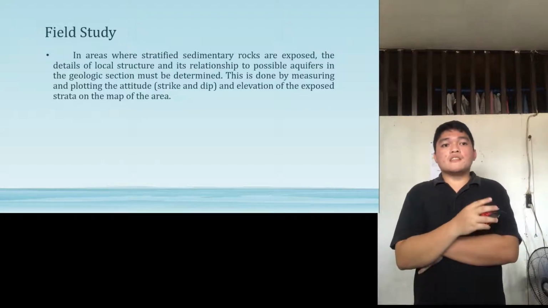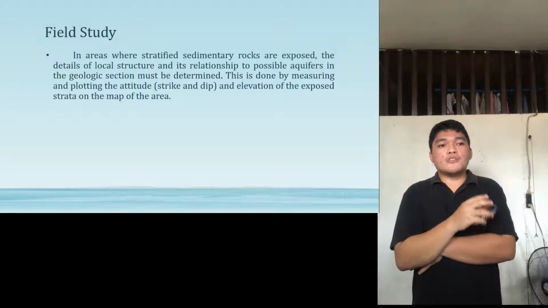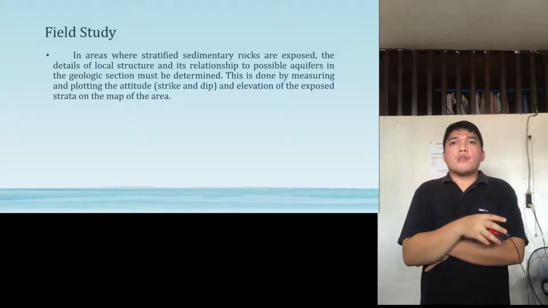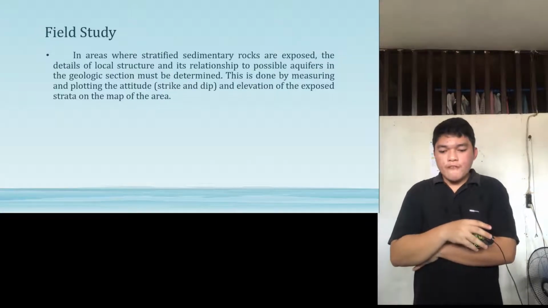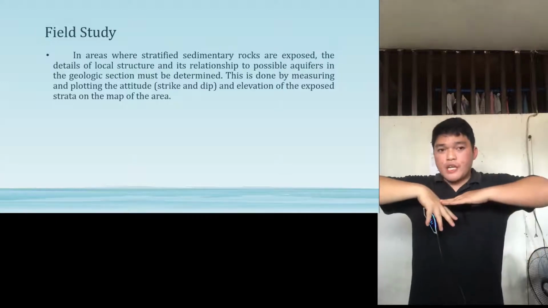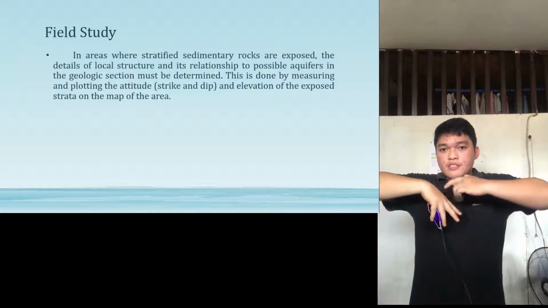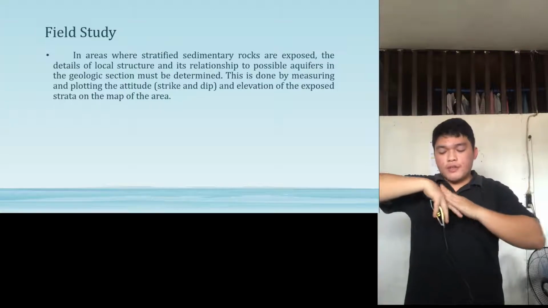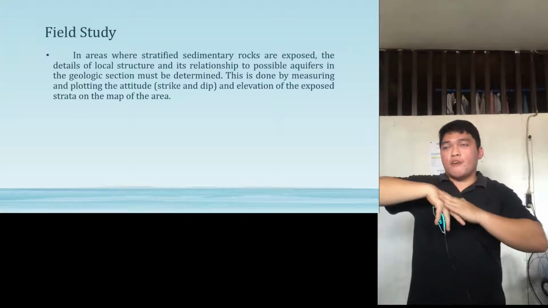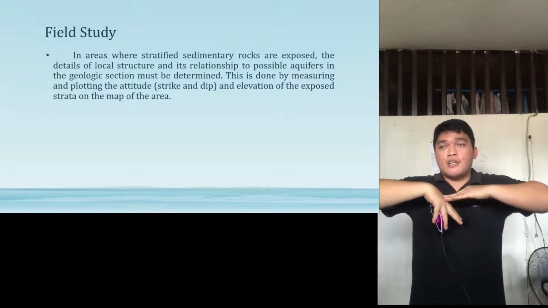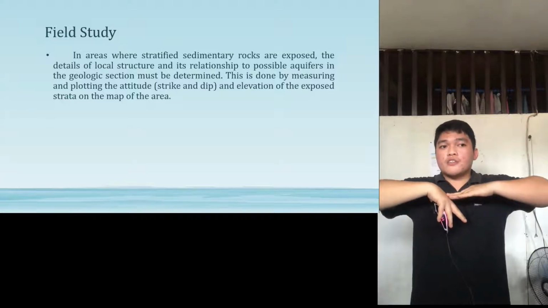So field study is done by measuring and plotting the altitude, strike and dip, and elevation of the exposed strata on the map of the area. So strike and dip, it is like if you have a surface and you have a horizontal plane, the intersection of the horizontal plane and the surface, let's say the surface of a rock. The intersection of the horizontal plane and the rock surface is called the strike.